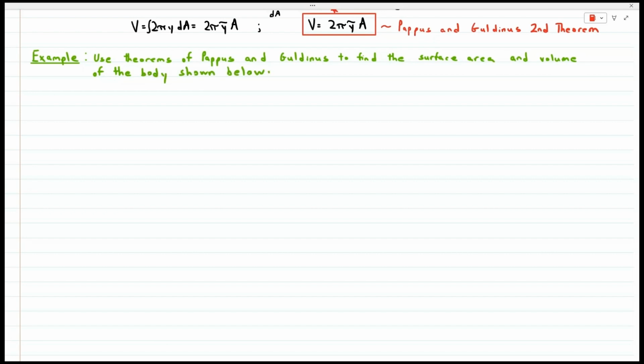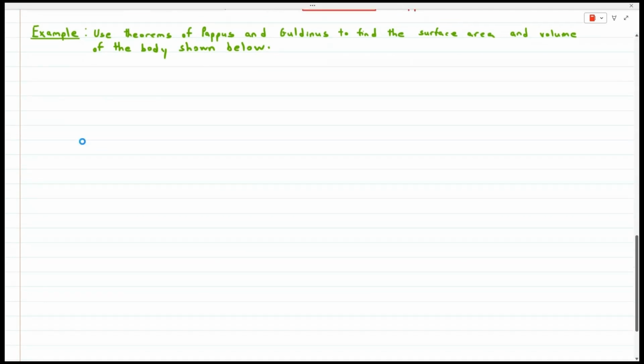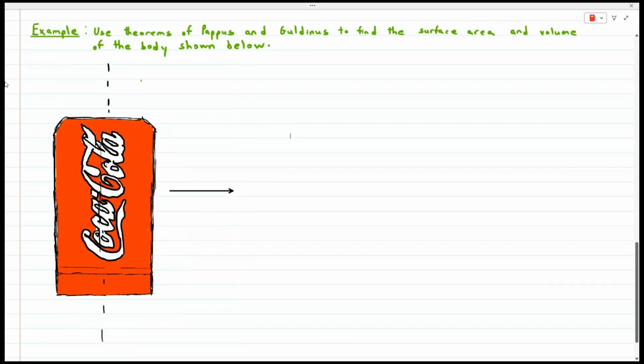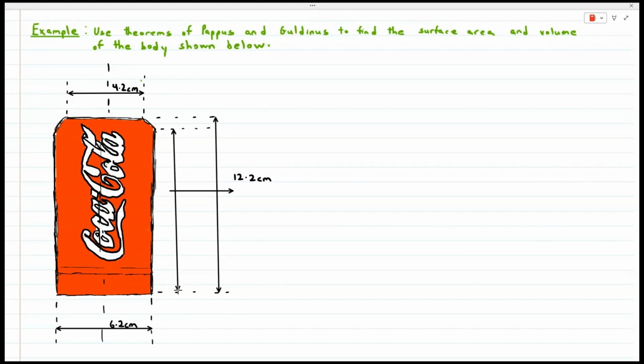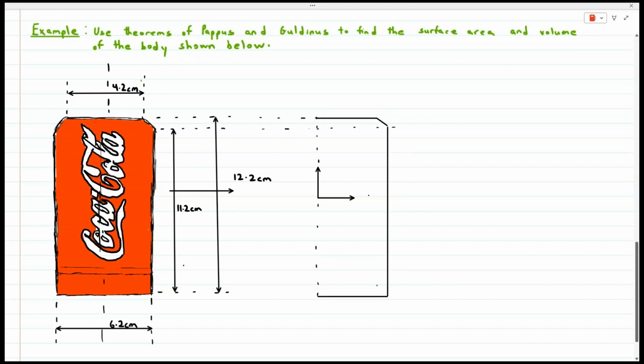So right now we're going to be using the theorem of Pappus and Guldinus in order to find the volume and surface area of a Coca-Cola can. We're given all of the dimensions. We have the length of that inner lid, the outer lid, and its two heights. And we could project it, as just shown in the right half of the Cartesian plane. Why would we want to do this? Because this is what we rotate around in order to achieve a full Coca-Cola can.